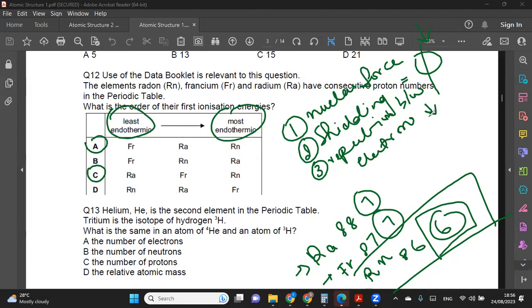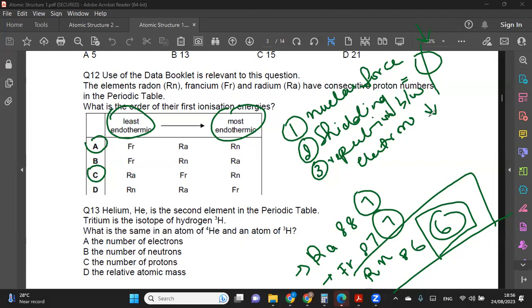But since the number of shells is the same, the one-electron increase is not that significant. Even though francium has fewer electrons and radium has more, it won't really affect our ionization energy too much, because the number of shells is the same. Making sense, Khadija? So we don't need to look at the number of electrons because the shielding is the same. We need to look at the nuclear force, and for that, we need to look at the proton number.